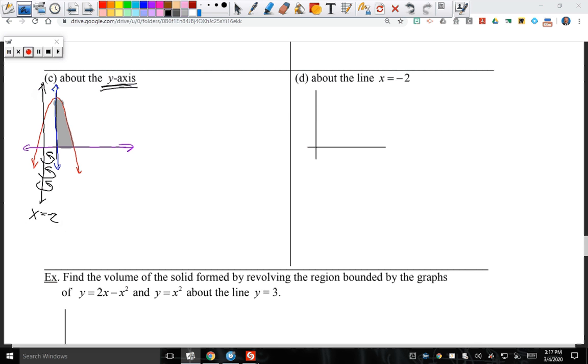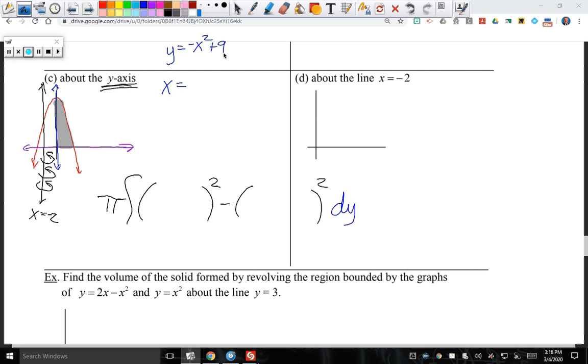Washer for sure. So it's big R squared minus little r squared. What else? Times pi, yep. It's dy because they're horizontal slices. So that I know, because it's dy, I got to get everything in terms of x equals. And again, we already know what this is because we solved it before. It's just going to be the square root of what?